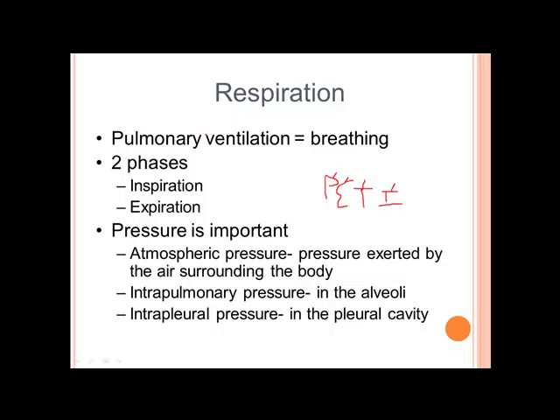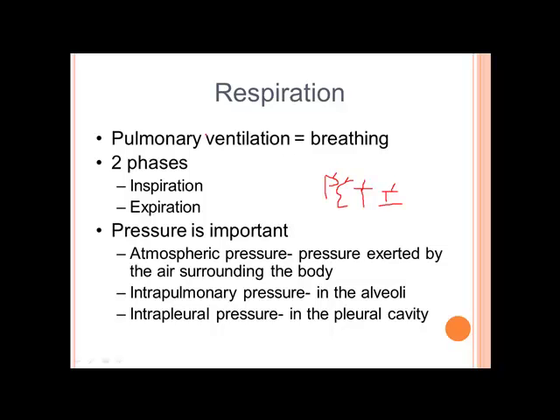So with our respiration we're going to have two phases, inspiration and expiration. Inspiration is bringing the air in, expiration is getting the air out of your lungs. In order for these to occur, we are going to have a little bit of an understanding of pressures. So first off, we're going to have our atmospheric pressure, which will be the pressure of the air around us.